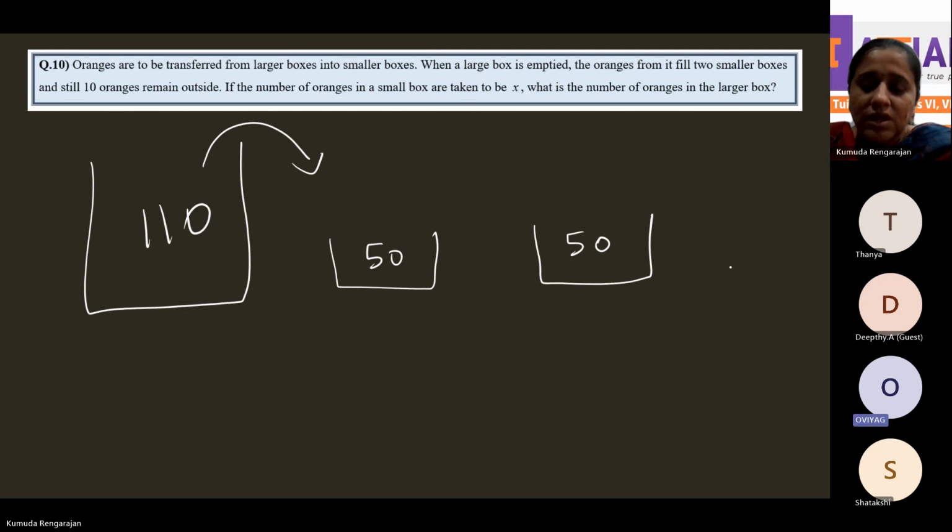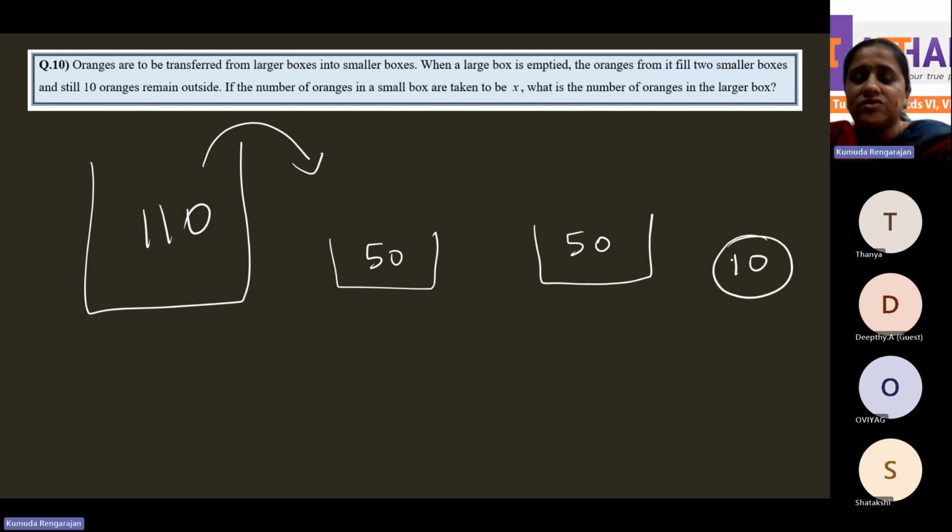Ma'am, 10. 10 oranges are not put in any of these two boxes because this box can hold only 50 and this box can also hold 50. So 50 plus 50, 100. So 10 oranges are left out.